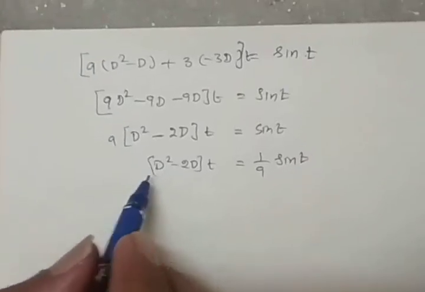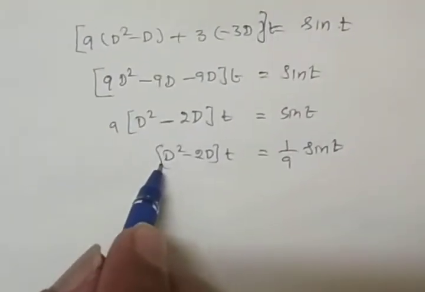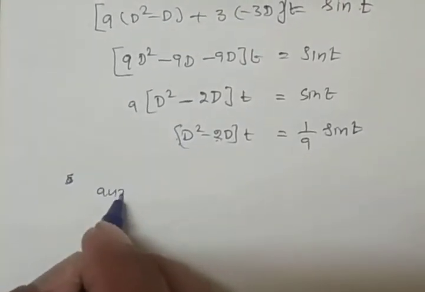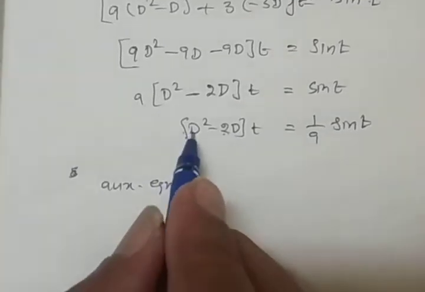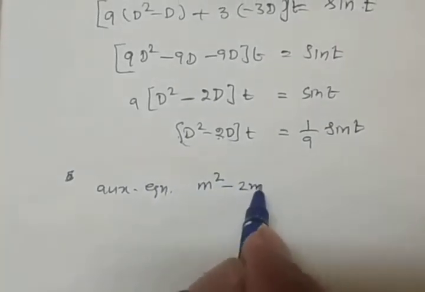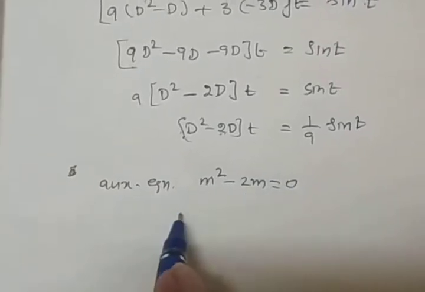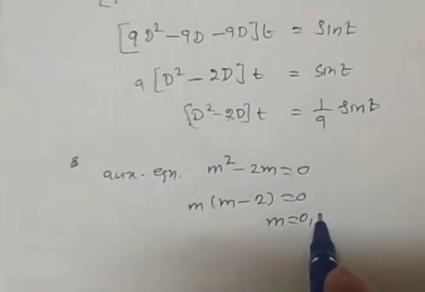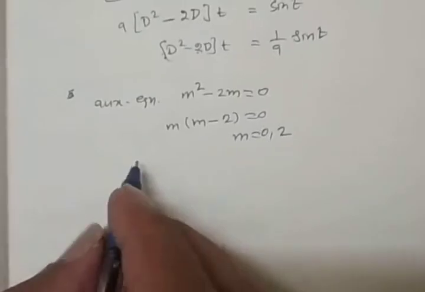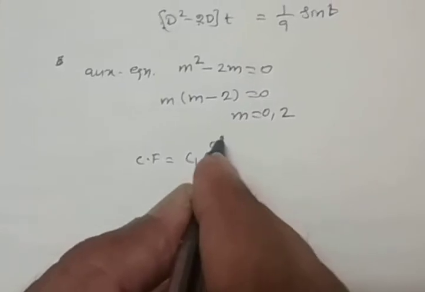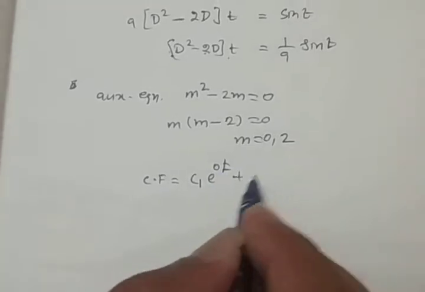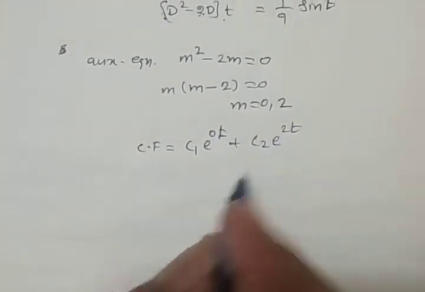Now this is the differential equation with constant coefficients. Here 1 and here 2. Now we write the auxiliary equation. The auxiliary equation is m² - 2m = 0. We take m common: m(m - 2) = 0. So m = 0, m = 2. Here the complementary function we can write as c1 e^(0t), we must write it with t, plus c2 e^(2t).